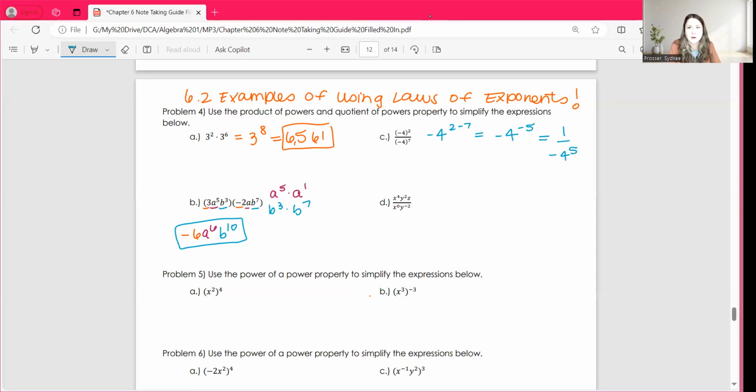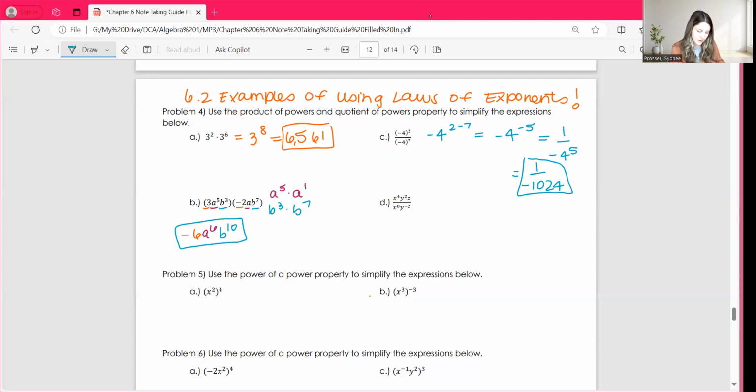I'm allowed to have negative numbers. The -4 is not a problem. And then we're going to put it right into a calculator, -4 to the 5th. Let's do that. -4 to the 5th is going to give me 1 over -1024. Okay.